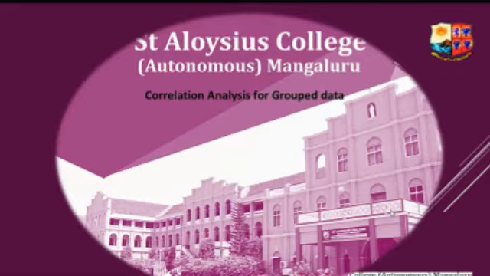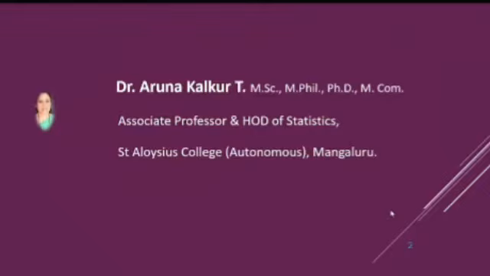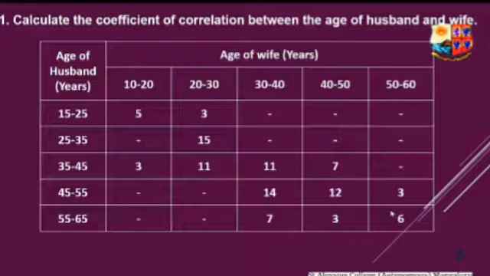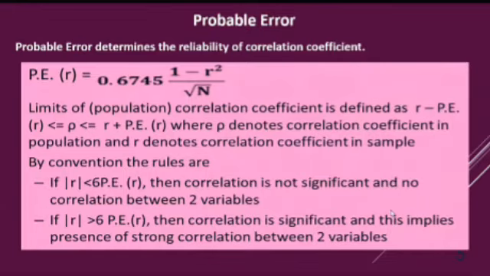Now in today's class, let us concentrate on correlation coefficient for bivariate grouped data. What is bivariate grouped data? Suppose you have data like this, then you say that it is bivariate grouped data. Before going to bivariate grouped data, let me explain what is probable error.